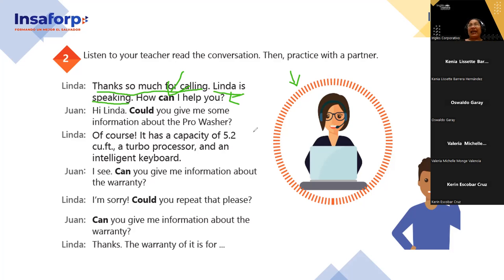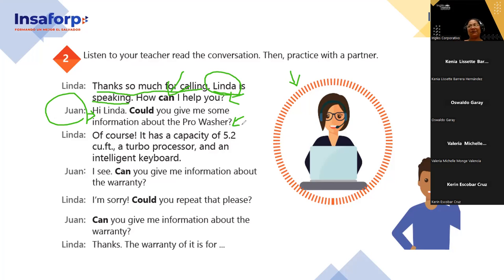This is one way. And then the customer says, hi Linda, could you give me some information about the pro washer? This kind of jobs, now they are including your names because they want to have a real communication between customer and the seller. And then they create that connection when you introduce yourself with your name, because this customer immediately says, hey, hi, Linda. Could you give me some information about the pro washer?